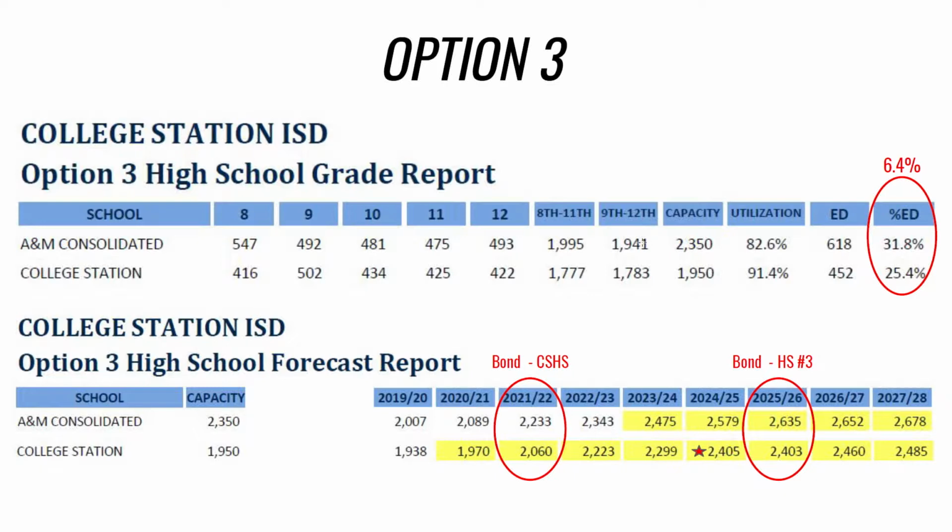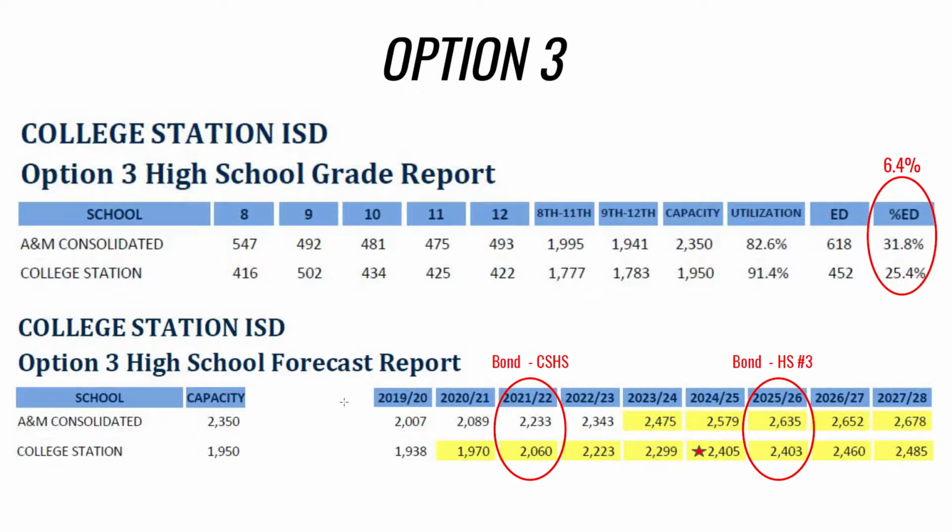Utilize current students with this boundary. This is what our count would look like. Here's our free and reduced lunch percentage, 31.8, 25.4, difference of 6.4.